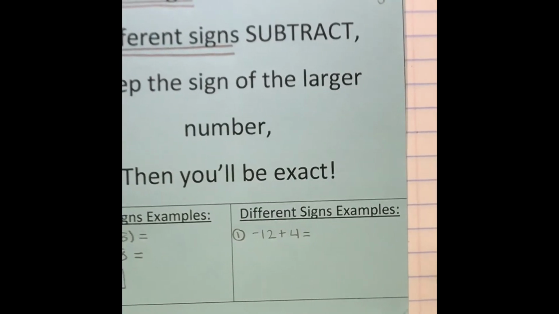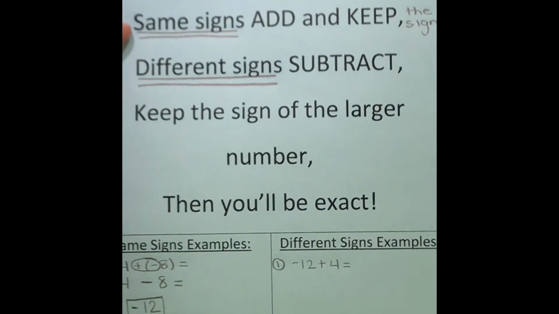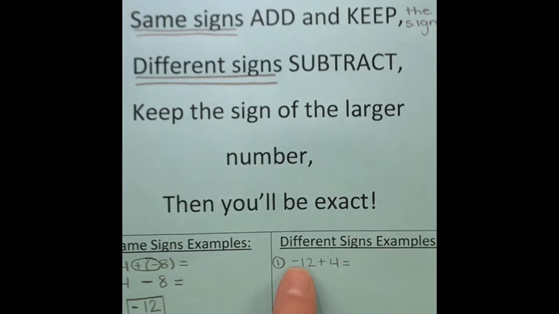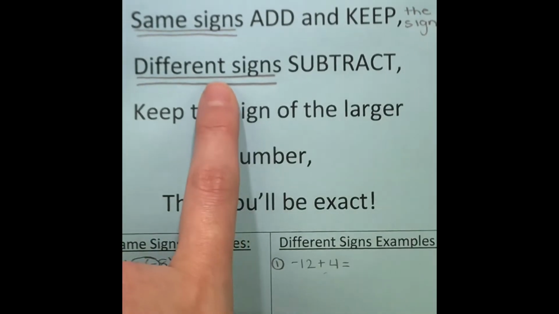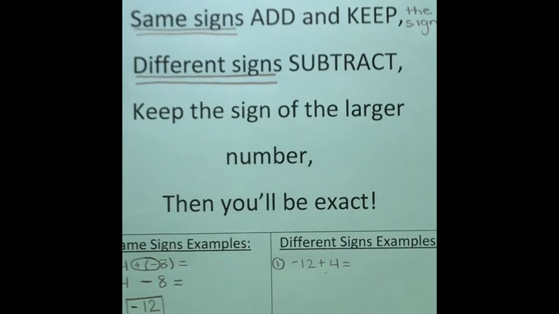Step 2 is to follow the song. So either they have the same signs or they have different signs. In front of the 12 is a negative sign. In front of the 4 is the plus sign. That means the 4 is positive. They are different. This one's negative, this one's positive. It says different signs subtract. 12 minus 4 is 8.